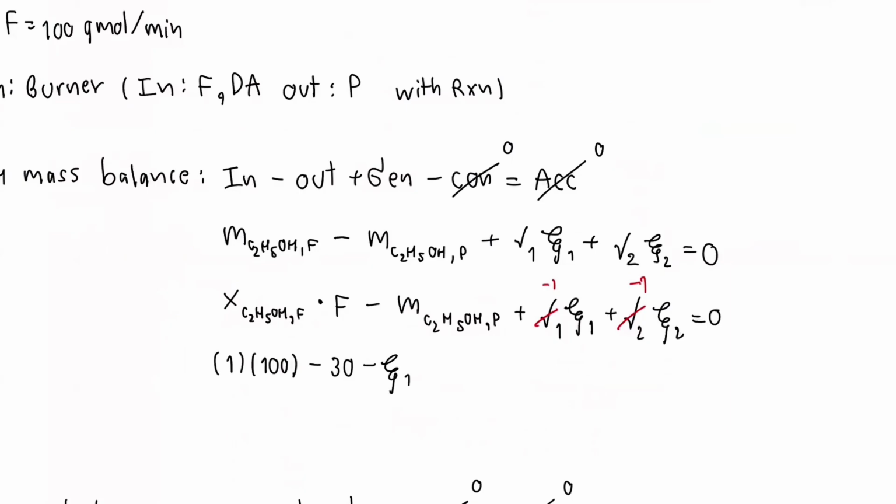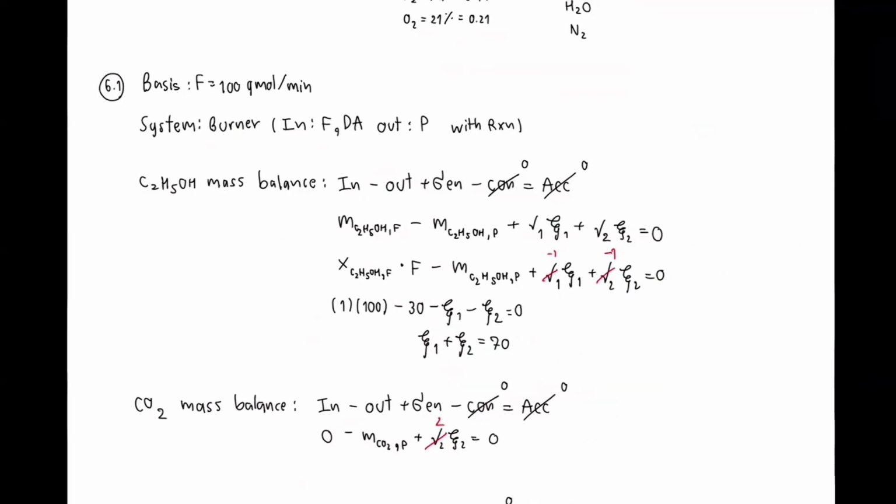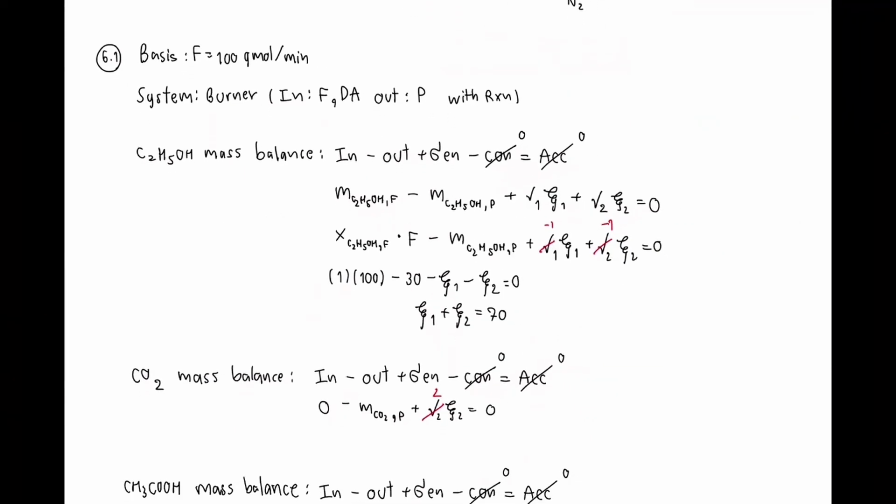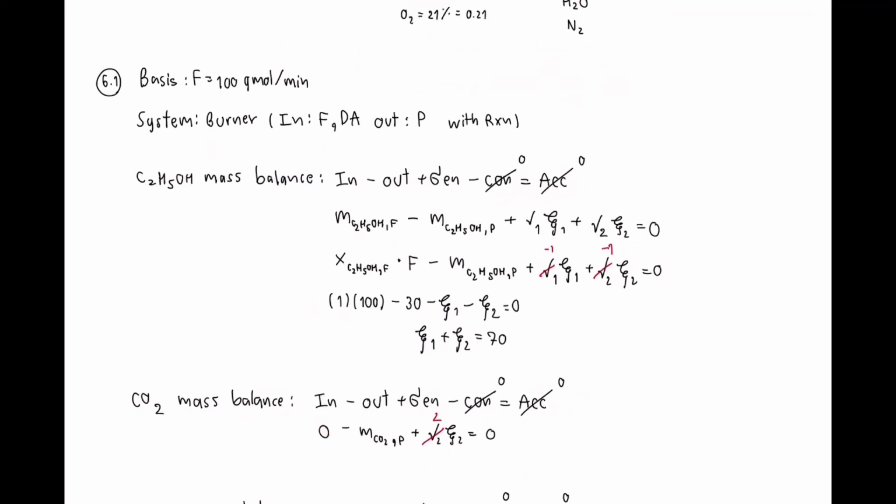So we can rearrange it to psi 1 plus psi 2 equal to 70. The next component, I will do the CO2 mass balance. In minus out plus generation equal to accumulation. In is 0. Out is the mole of CO2 in the P stream, right?